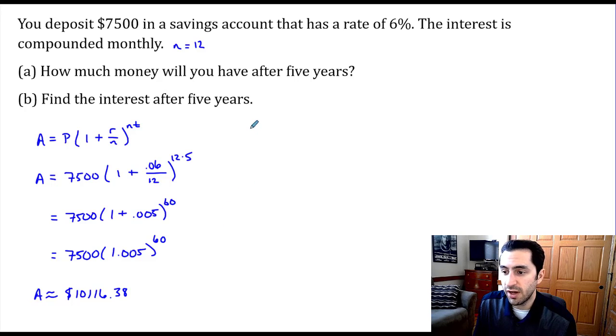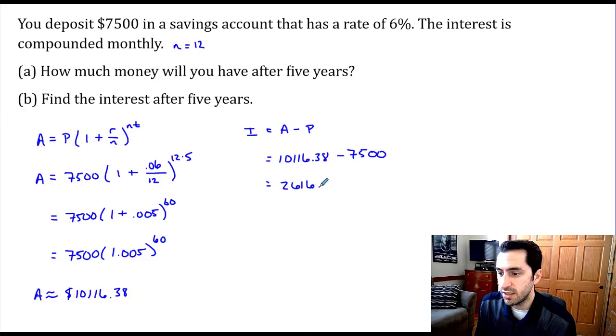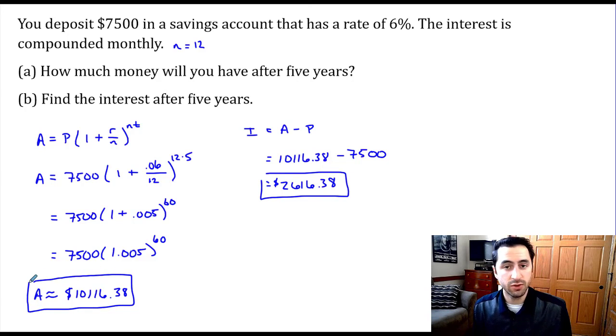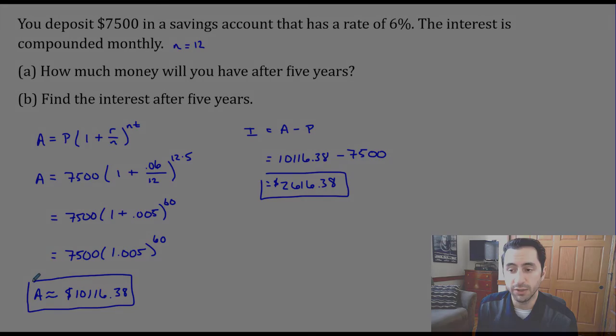And then for letter B, to find our interest, we're going to take our future value and subtract our initial investment, the principal. So we're going to take the $10,116.38 and subtract away our initial investment of $7,500. So what we end up with then is $2,616.38. So that's how we use the formula to find the interest when we are compounding more than one time a year.